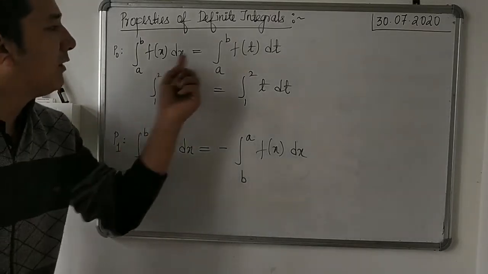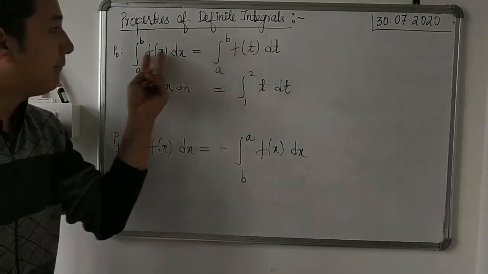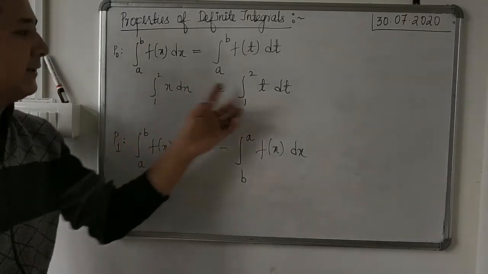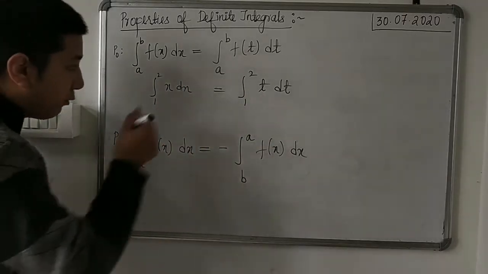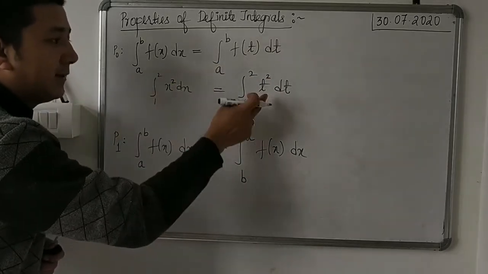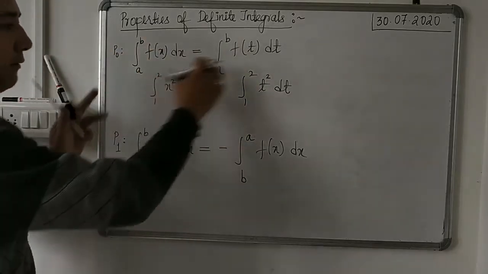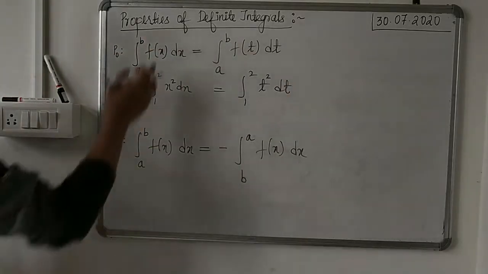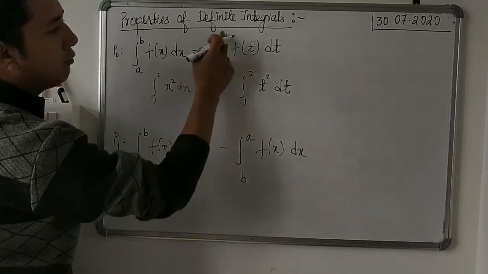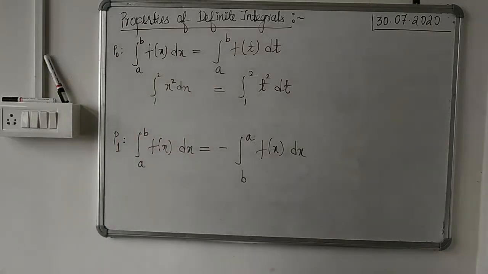Even if I change the variable, the same type of function has to be there, okay? Here, x with t. It cannot be x and t square. If it is x square, it has to be t square. Sin x, sin t. And the limits have to be the same. So whenever this kind of situation is there, I can simply write integration of a to b f(x) dx is always equal to a to b f(t) dt. Pause the video and note it down.